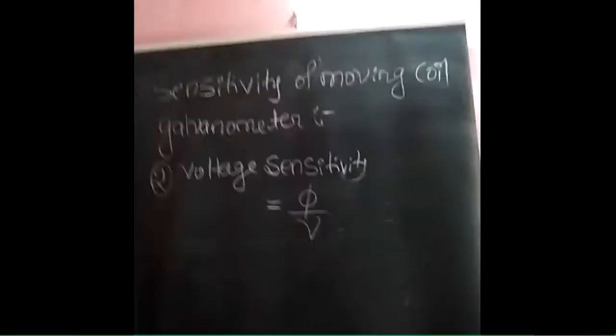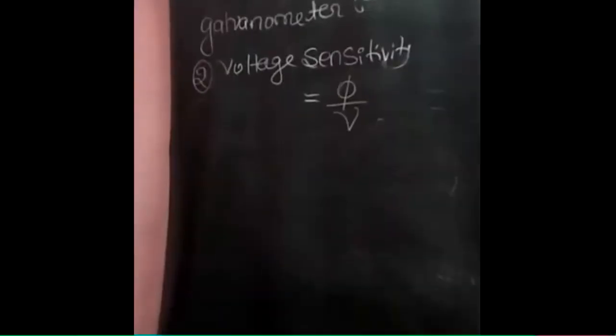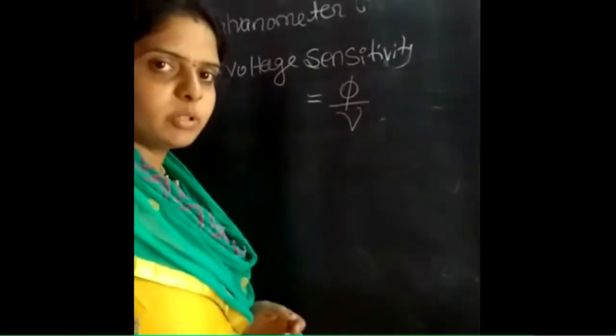Division per volt. Very good. Right. So here the unit is division per volt, or radian per volt also you can say.